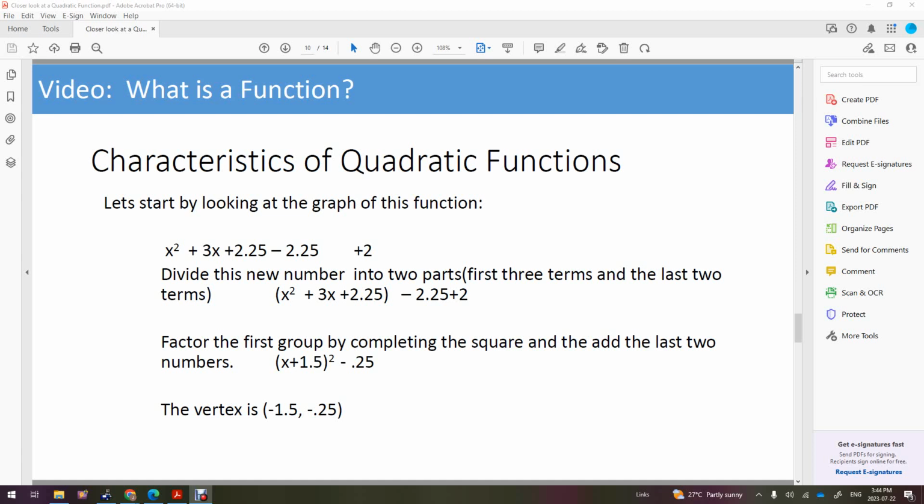So x plus 1.5 squared minus 0.25, and I get as my answer negative 1.5, because when I bring it out I have to set it to x equals negative 1.5, and negative 0.25, and that would be our vertex.